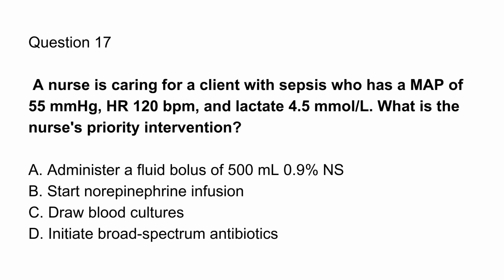17. A nurse is caring for a client with sepsis who has a MAP of 55 mmHg, HR 120 bpm, and lactate 4.5 mmol per L. What is the nurse's priority intervention? A. Administer a fluid bolus of 500 mL 0.9% NS. B. Start norepinephrine infusion. C. Draw blood cultures. D. Initiate broad-spectrum antibiotics.